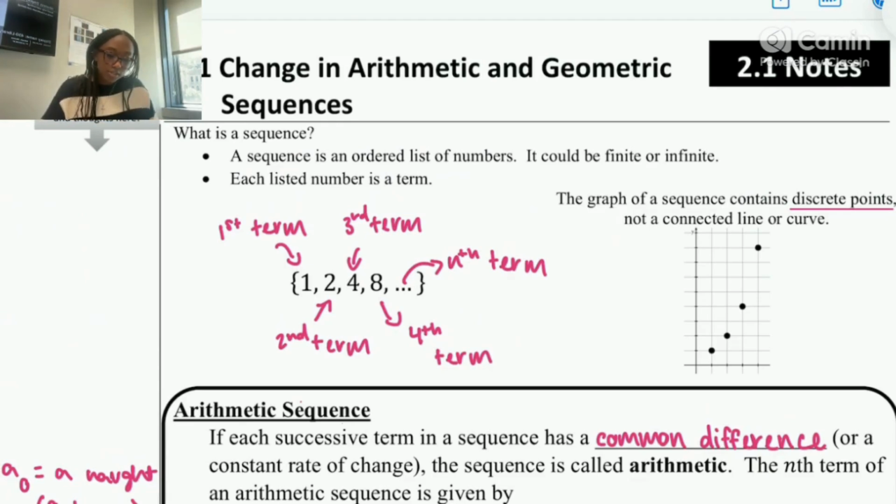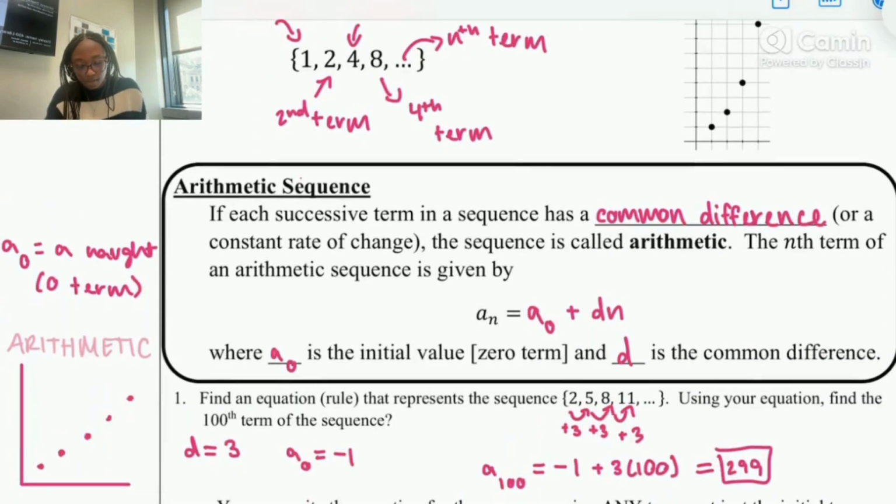The graph of a sequence contains discrete points, not a connected line or curve. As you see here, each point is not connected by anything. If each successive term in a sequence has a common difference or a constant rate of change, like when you have a linear function, the sequence is called arithmetic. The nth term of an arithmetic sequence is given by a of n equals a0 plus dn. a0 is our initial value or our zero term, and d is the common difference.